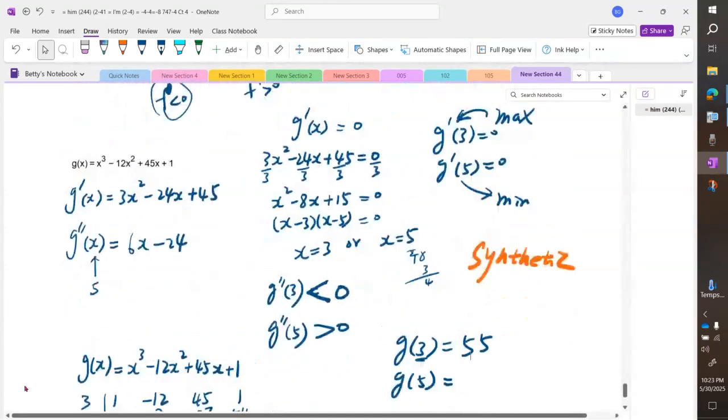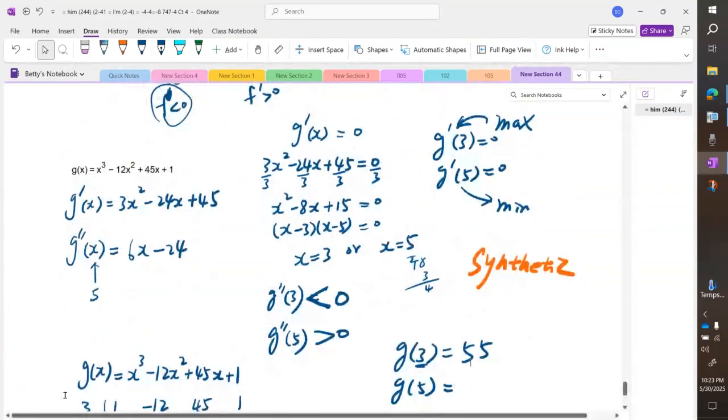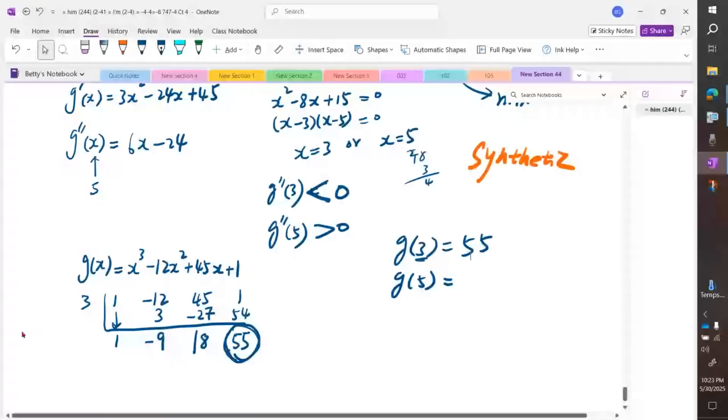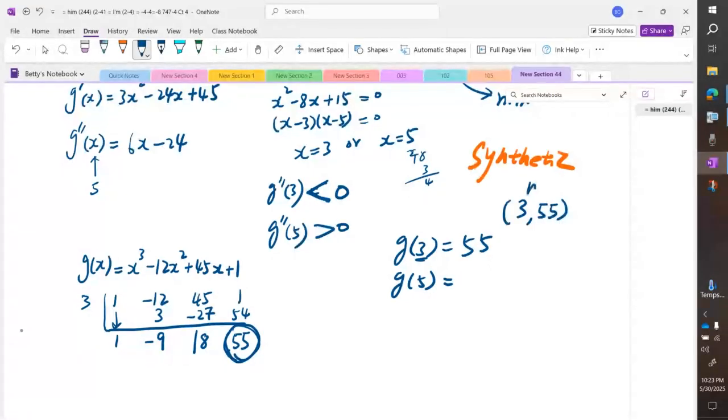So the relative maximum point is going to be 3, 55 for maximum. On your scratch paper, write that down. And similarly, we can find g of 5. This is going to be faster than plugging in a function.